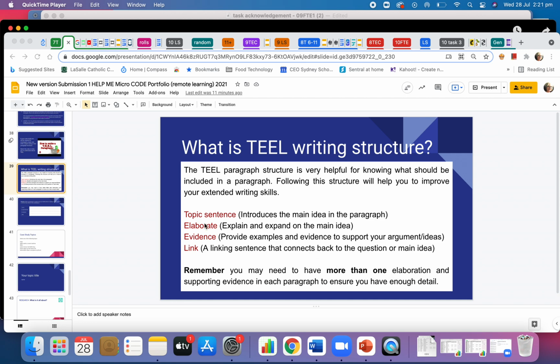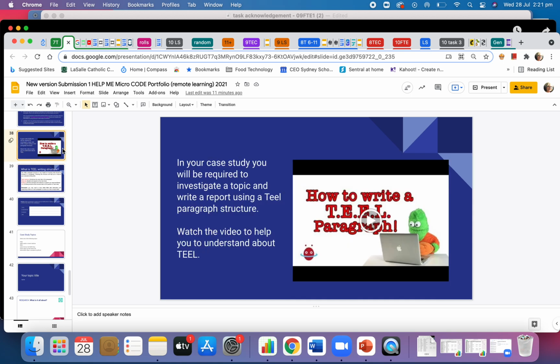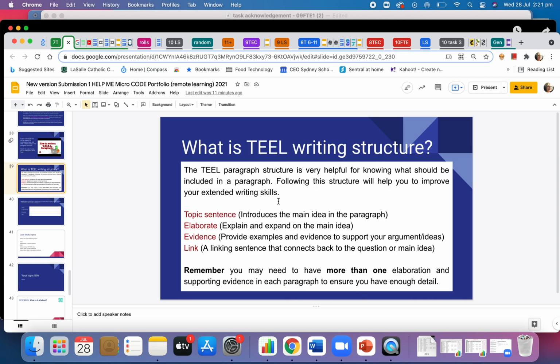Remember, like as they said on the video here, so you could go back and look at the video again to give you a bit more information, that sometimes these two in the middle could be repeated because you might have another idea that you want to put forward. And when we move into the next section, you'll understand what I'm talking about.